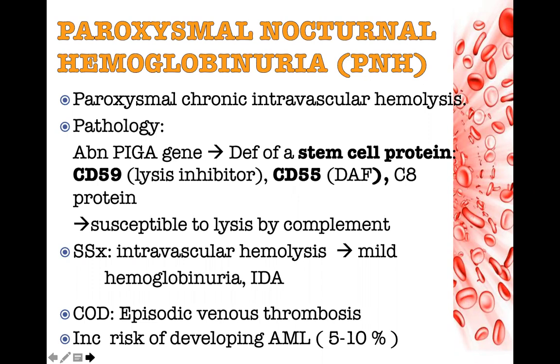In the PIGA gene, there would be a deficiency of stem cell proteins CD59, which is supposed to be a lysis inhibitor, and CD55 and the C8 protein. So in the absence or abnormality of your PIGA gene, the red cells are very susceptible to lysis by the complement. Most of the time, as I have mentioned, it presents with intravascular hemolysis. It may have mild hemoglobinuria as well as iron deficiency anemia. Most of the time, the cause of death is episodic venous thrombosis, and patients with PNH have a high risk of developing acute myelocytic leukemia.